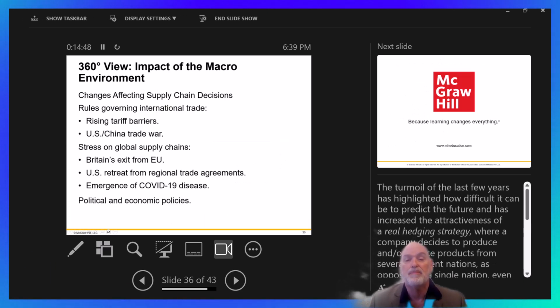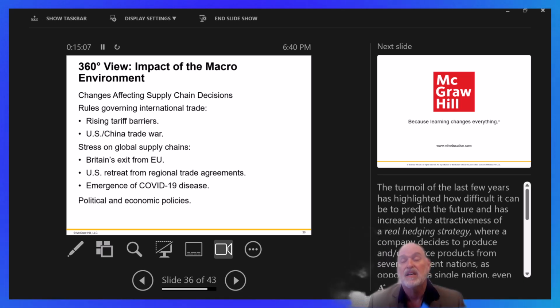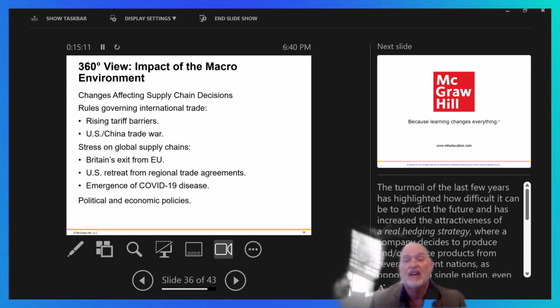360-degree view, impact of the macro environment. Changes affecting supply chain decisions and rules governing international trade. We have rising tariff barriers. What we see right now in our country is an effort and attempt to level the playing field with tariffs. So if a company has established tariffs on United States goods and they don't have any in our country, we're going to raise them to equalize them. And we'll see what happens.